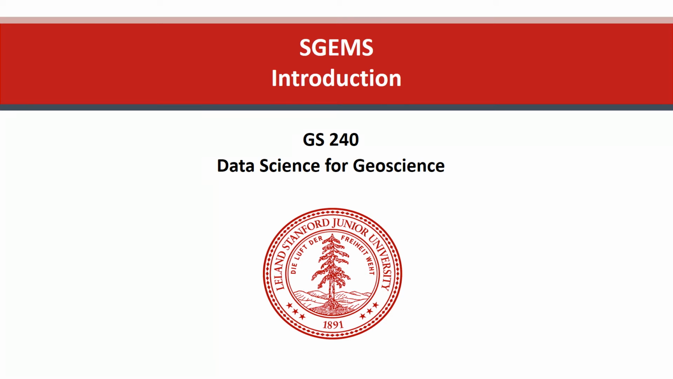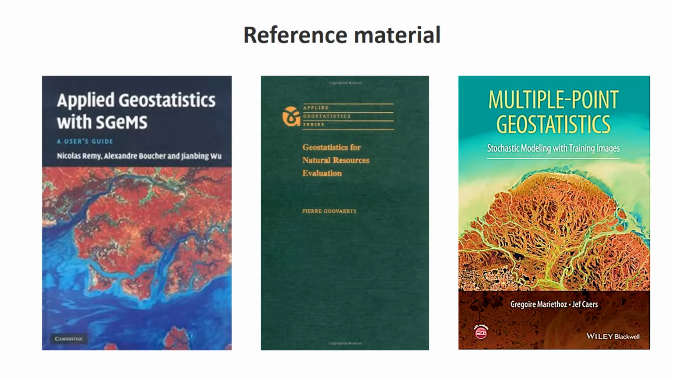In this series of SGEMS tutorials, I'll be explaining some features and functionalities of the SGEMS, and particularly those that pertain to the material we cover in the course GS 240, Data Science for Geoscience. I refer to the SGEMS book, of course, which can be purchased from Cambridge University Press. It's called Applied Geostatistics with SGEMS.